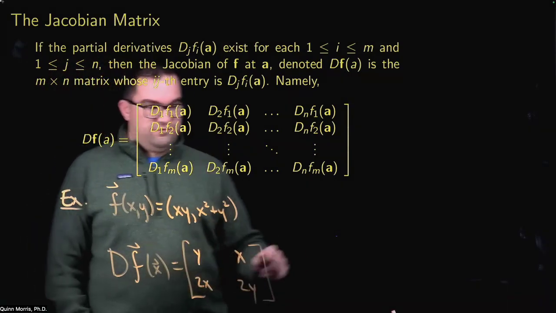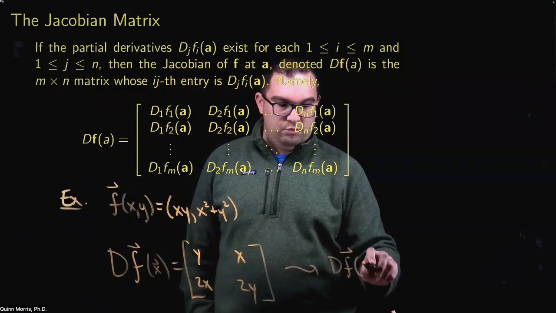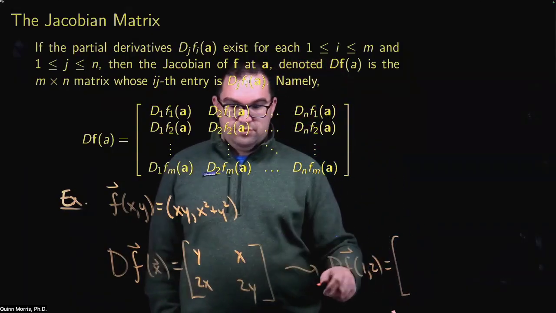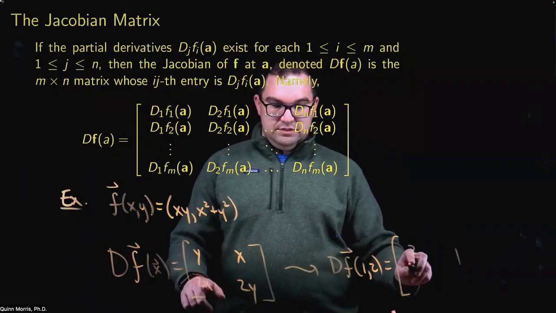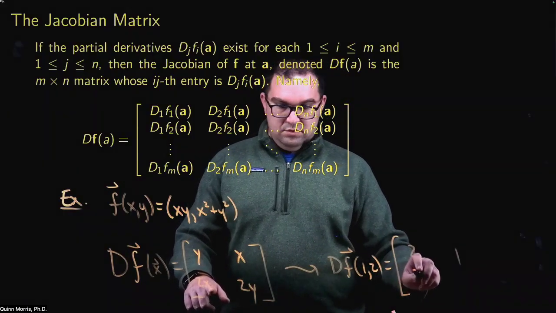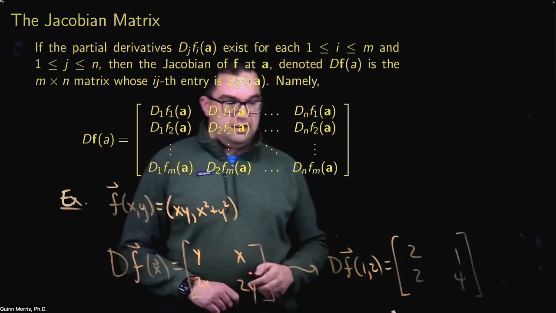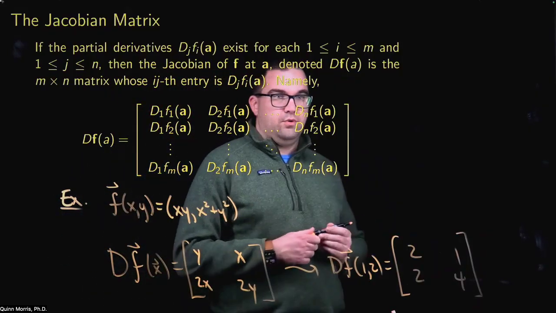And now, of course, if you had a particular point you wanted to calculate the Jacobian at, say (1, 2), then you would just plug in x is equal to 1, y is equal to 2. And there's your Jacobian matrix evaluated at a particular point.